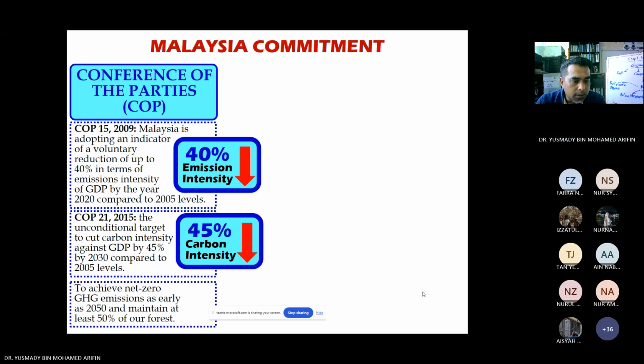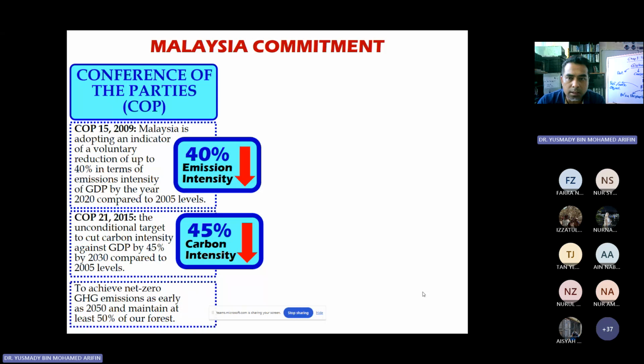Okay. The third one is to achieve net zero GHG emission as early as 2050 and maintain at least 50% of our forests. So this is the third aim based on the Conference of the Parties, COP, meeting. Okay. So these are a few motivations in order to implement energy management in Malaysia.